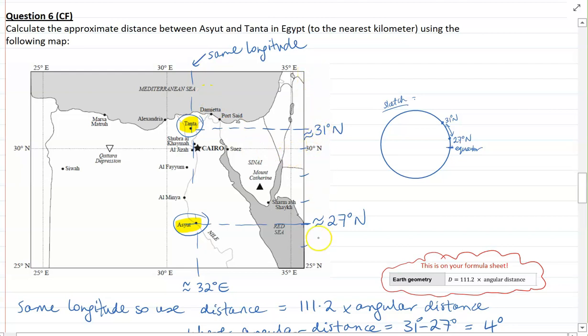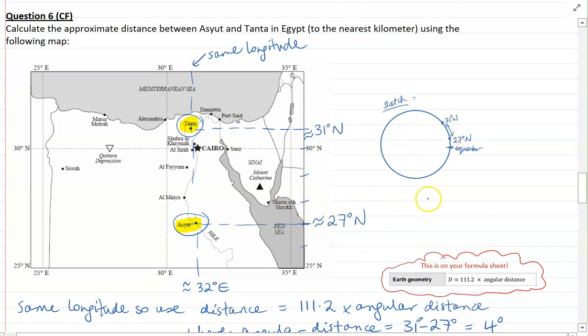Again, looking at the different latitudes between them, I need to know the angular distance. So what's the difference in their latitudes to each other? Interpolating again, it looks like that's at approximately 31 degrees north. Asyut looks like it's approximately 27 degrees north.